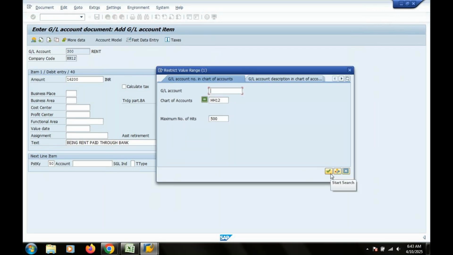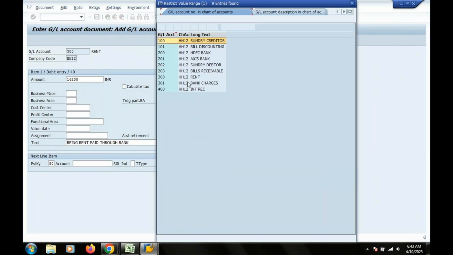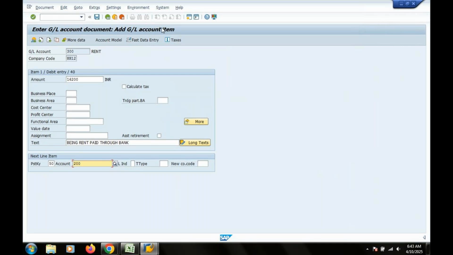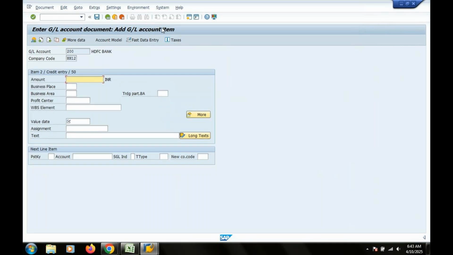So this entry I'm posting just so you can see how the server is working. That's it. So I'm taking HDFC Bank. Press the enter button. So this is the third screen. In the second screen we already entered the amount, so I can give the star mark. In the second screen we also already entered the narration, so you can give the plus mark. Now the system will copy the amount and narration, and the value date. Then execute.